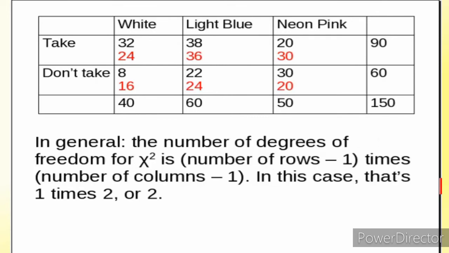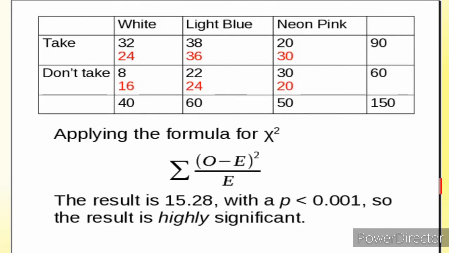In general, the number of degrees of freedom for chi-squared is the number of rows minus 1 times the number of columns minus 1. And in this case, that's 1 times 2, or 2 degrees of freedom. If we apply the formula for chi-squared, again going over every cell, taking the observed minus the expected and squaring it and dividing by the expected value, the result is 15.28, and when you look that up in the table with 2 degrees of freedom, the probability is less than 1 in 1,000.